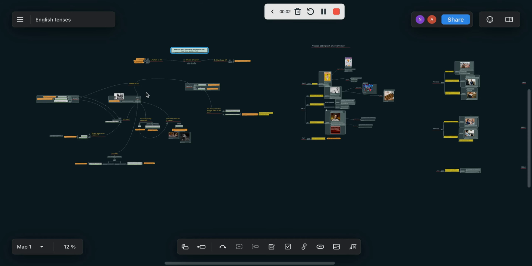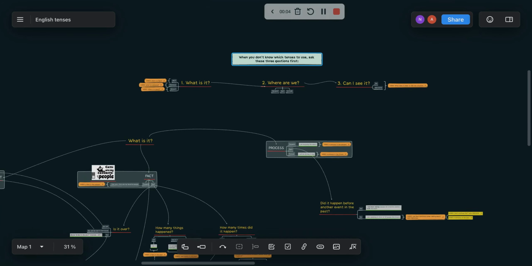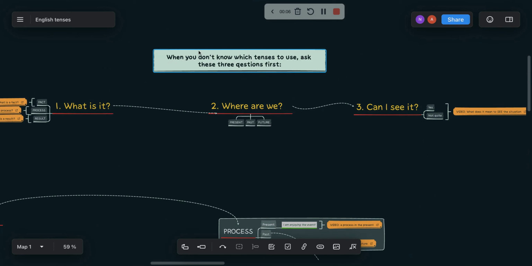Let me walk you through the process. I want you to use this mind map to help yourself understand the English tenses, and use it in two scenarios. Scenario number one is when you work with a text or a video and you don't understand why they use certain verb forms, why they use certain tenses. You will find the answers here in this mind map.